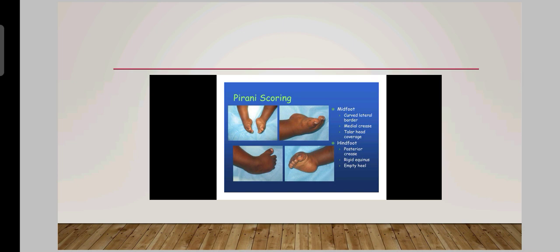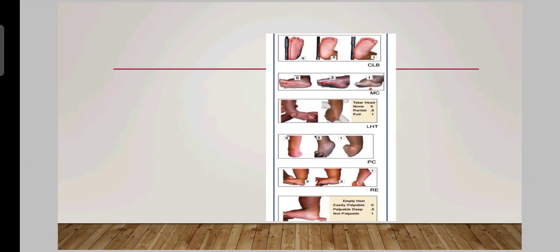And for knowing the severity of the deformity, we use a measurement scale, that is Pirani scoring, and it is a 0 to 6 scale. It has curved lateral border, medial crease, talar head coverage, posterior crease, rigid equinus, and empty heel. If it is 0, then normal, 0.5 moderate, and 1 for very severe deformity, and all the scores are added, and that is the reference for the deformity correction, and also to know when the tenotomy is required.